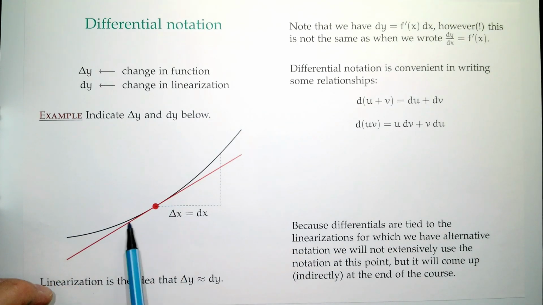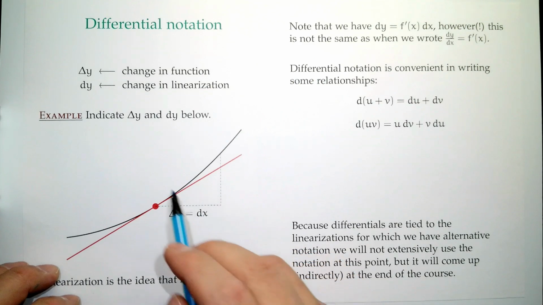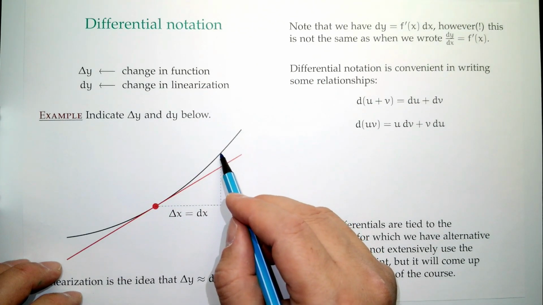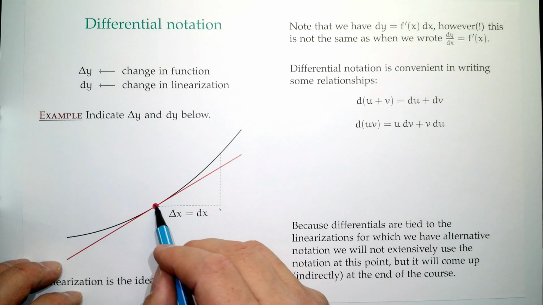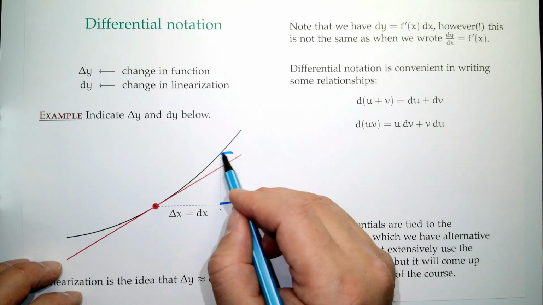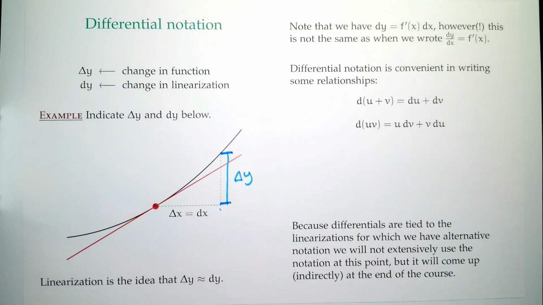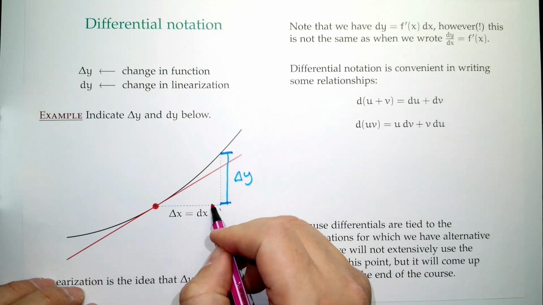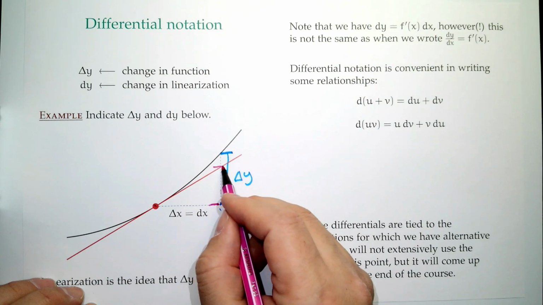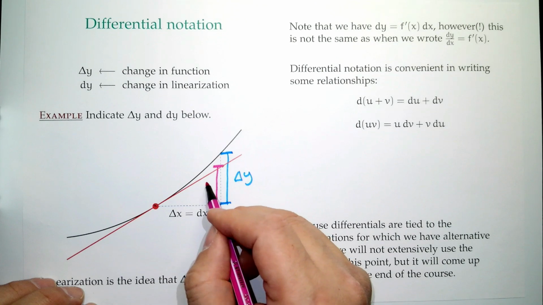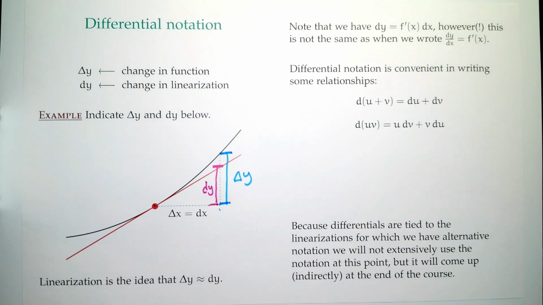So the delta x is the same as the dx. If I want to know what's delta y, I ask how much my function changes. I start at this value, and I'm going up to there. That is the change in the function, the change in the y values for the function. On the other hand, if I want to say how much does the line change, I start at the same place, but I only go up to where the line goes. So that's the d sub y. And linearization basically says dy is very close to delta y.